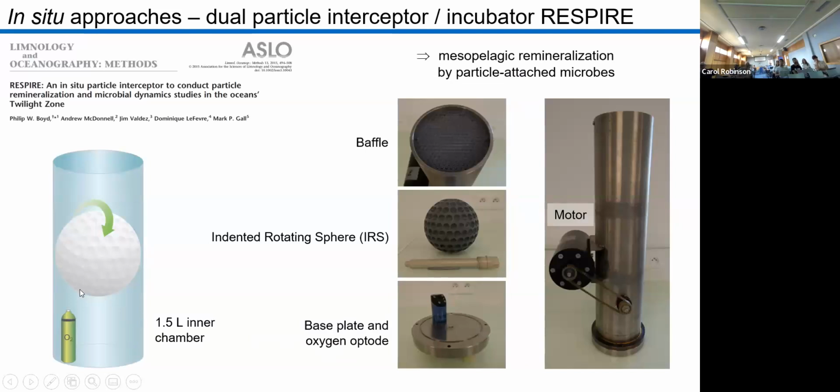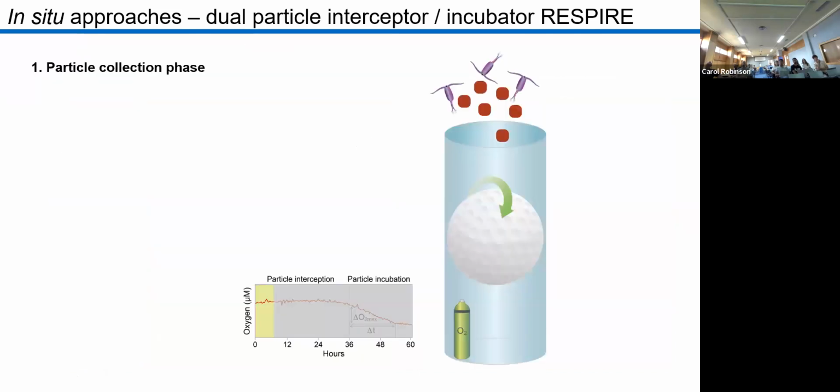And below the sphere, you have an incubation chamber, a 1.5 liter incubation chamber. Inside this chamber, you have an oxygen optode, an Aanderaa oxygen optode. So it's really simple, a few different parts. How it works: we always deploy this instrument on a mooring line for between 2 and 5 day deployments. And so far we have mainly focused on the upper mesopelagic, so between 100 and 400 meter depths.